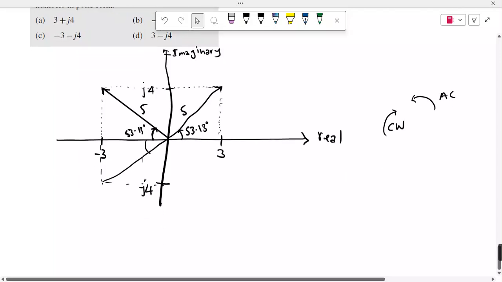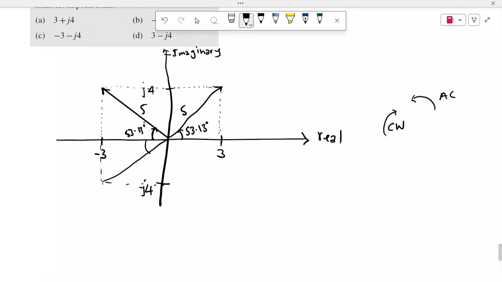So which direction does this vector move? The r is 5. How does the vector move? Is it clockwise or anti-clockwise? We state 53.13 degrees. This is a positive one, meaning it's anti-clockwise like this. So that's how it is. It's moving in the anti-clockwise direction.